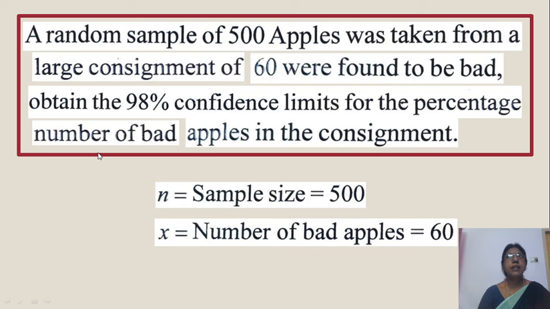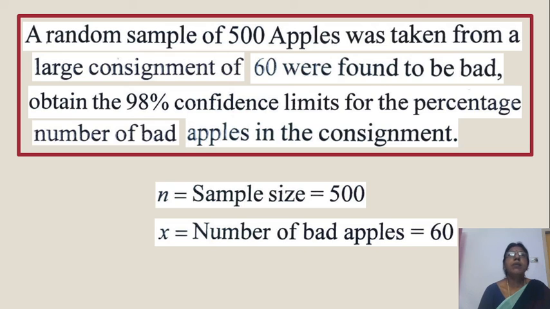See this one. First we find the given hypothesis, H naught is true or false. Then we are doing the interval problems. See the next problem. A random sample of 500 apples was taken from a large consignment and 60 were found to be bad. It is just like before. Obtain the 98% confidence limits for the percentage number of bad apples in the consignment.